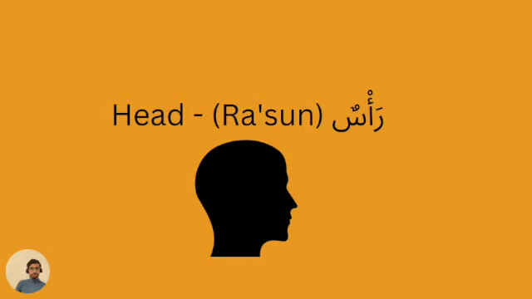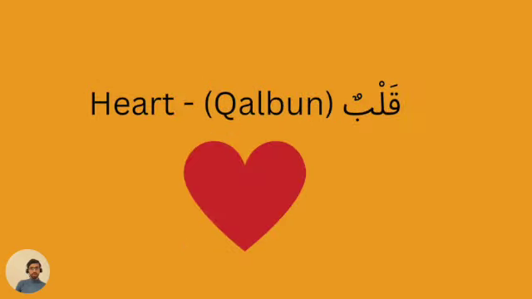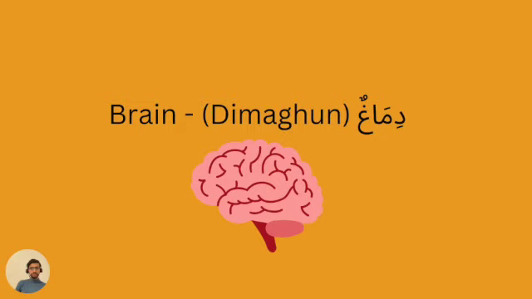Perfect. We have heart. قلب, قلب. Repeat after me. قلب. Perfect. We have brain. دماغ, دماغ. Repeat after me. دماغ.